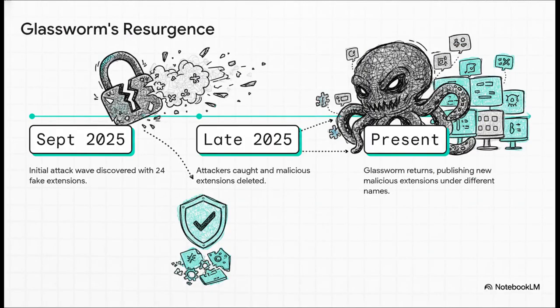And look, this isn't some new one-off problem. It's a persistent one. The first wave hit back in 2025. They found at least 24 of these fake extensions targeting Windows machines. And yeah, they were caught, the extensions were deleted, and it really seemed like the threat was neutralized.